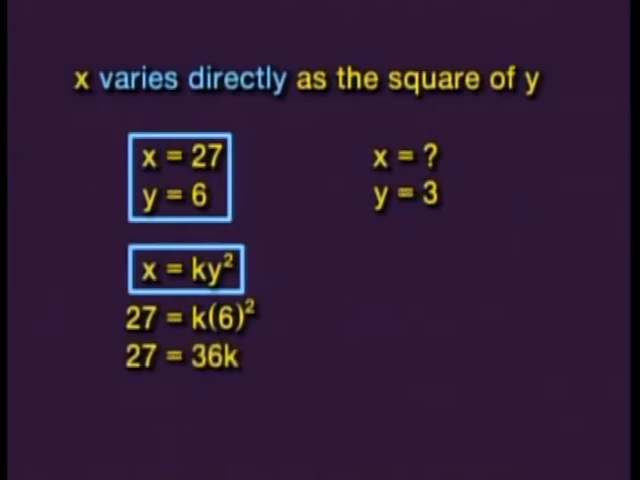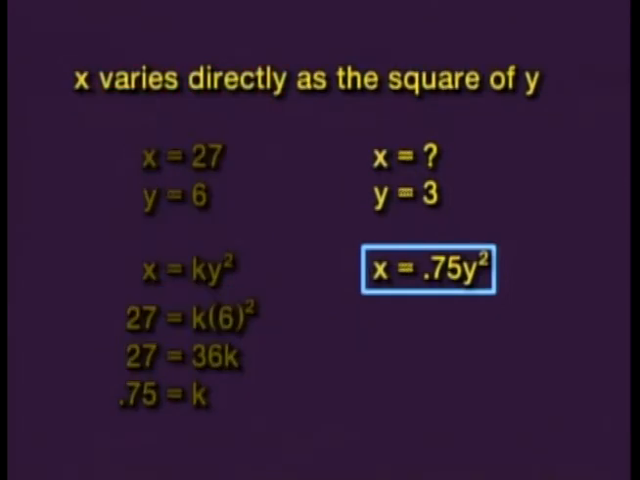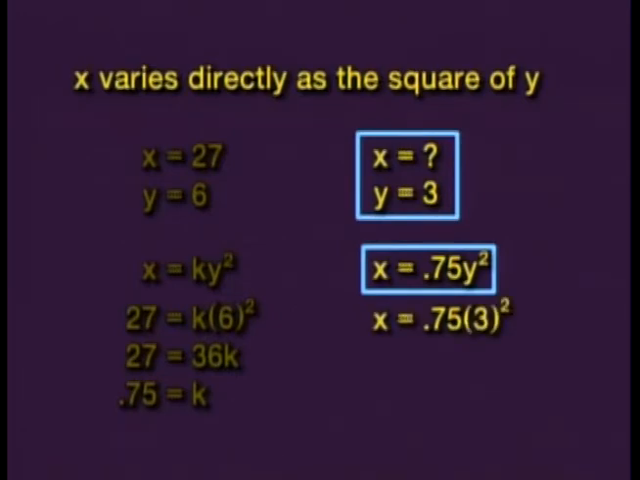Square 6. Divide both sides of the equation by 36. K is 0.75. Once we know the value of k, we can write a specific formula. X equals 0.75 times y squared. Now we can solve the problem. We want to find the value of x when y is 3. Substitute 3 for y. 3 squared is 9. Multiply 9 by 0.75. X is 6.75.